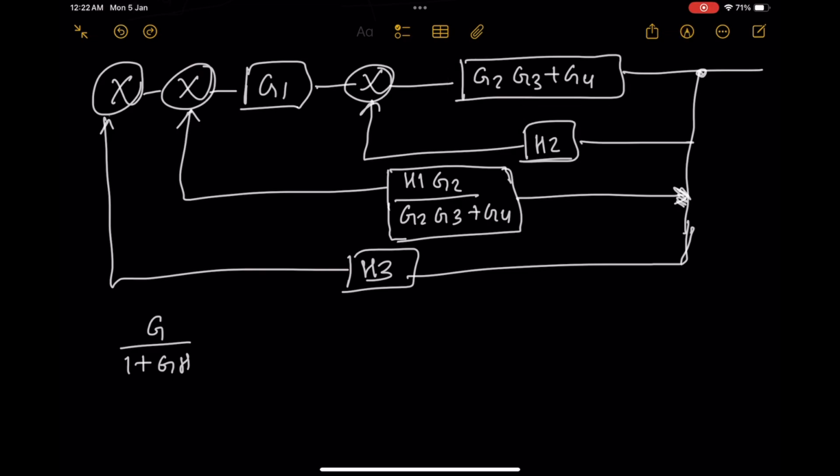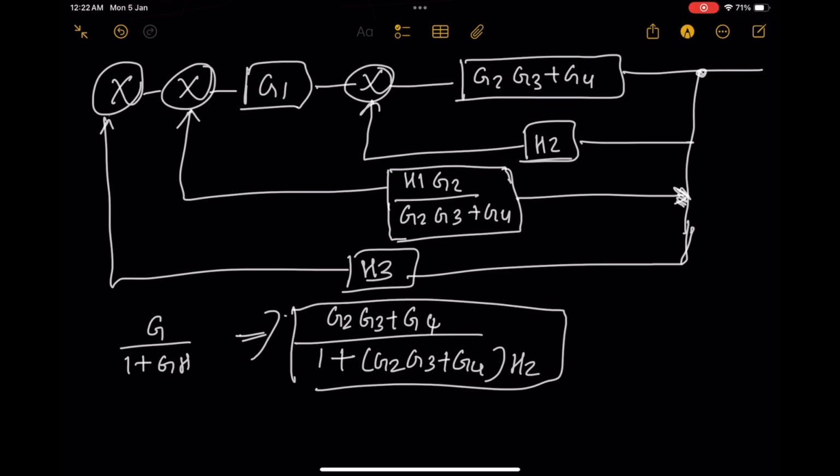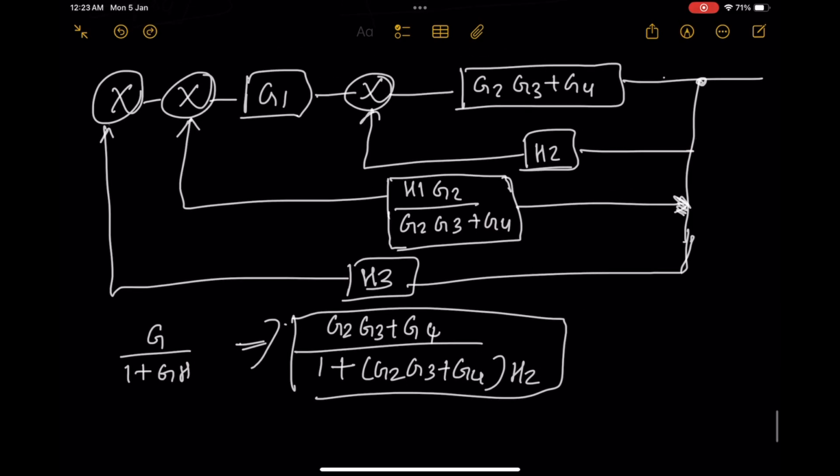Okay, I'm going to replace this entire block with the equation that we get. That will be (G2 G3 plus G4) divided by 1 plus (G2 G3 plus G4) into H2. Okay, I'll get this in this place. I'm going to replace that loop with this particular value, so I'll get this block over here.